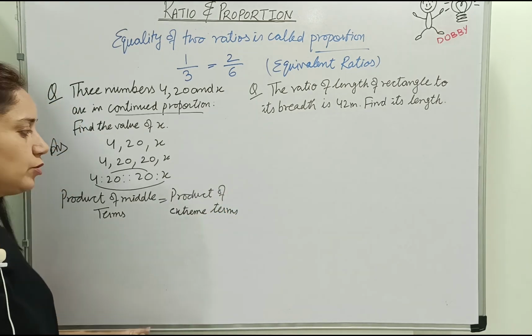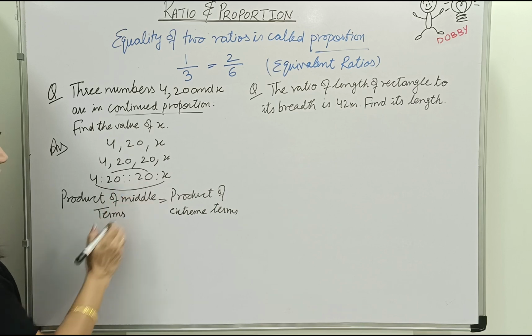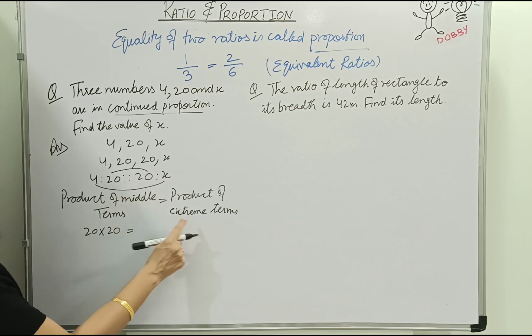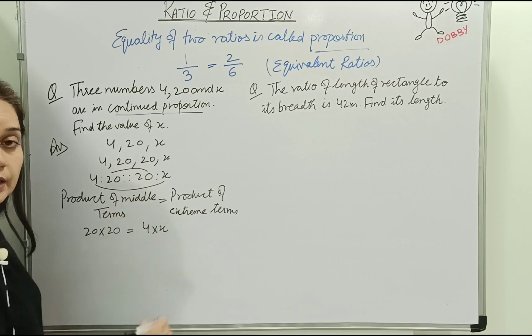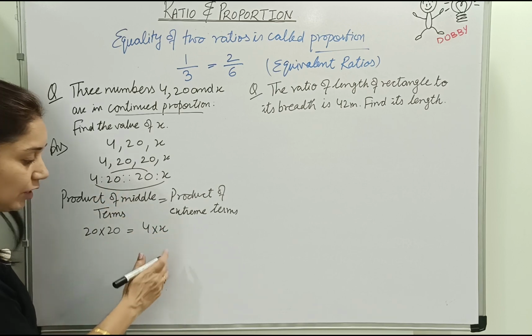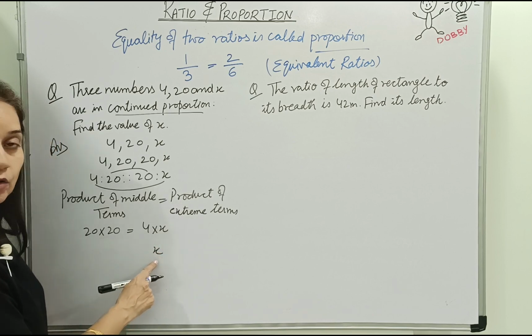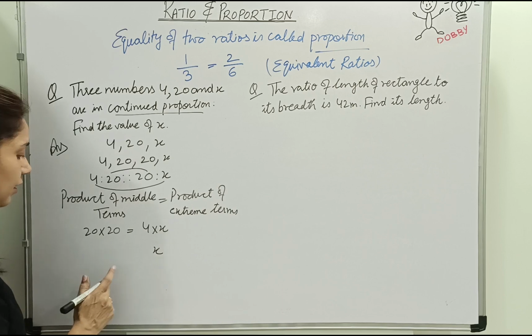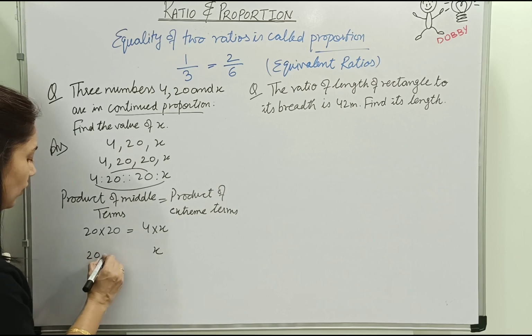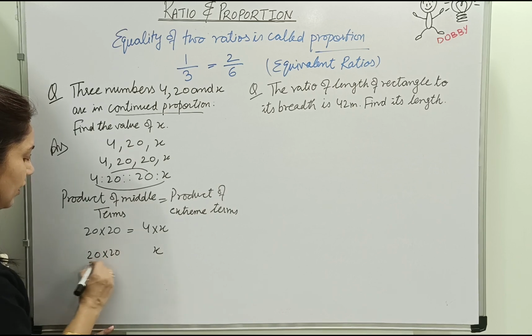Product of middle terms, product of extreme terms. The middle terms 20 multiplied by 20. Extreme terms 4 multiplied by x. We have to find the value of x, so let us keep the x alone. 4 is in multiplication, here we'll go to other side in divide. So 20 multiplied by 20 divided by 4.